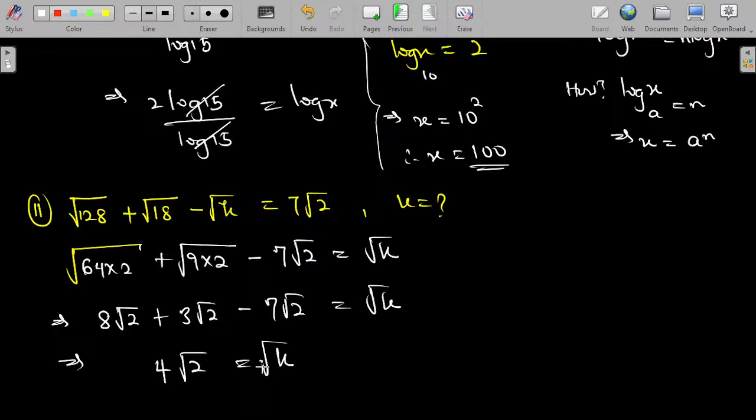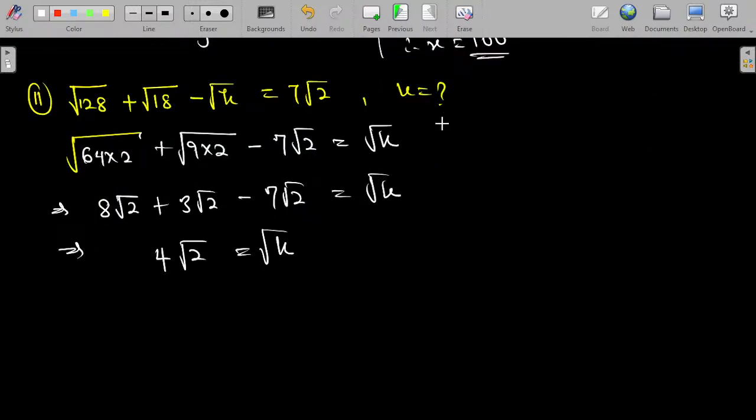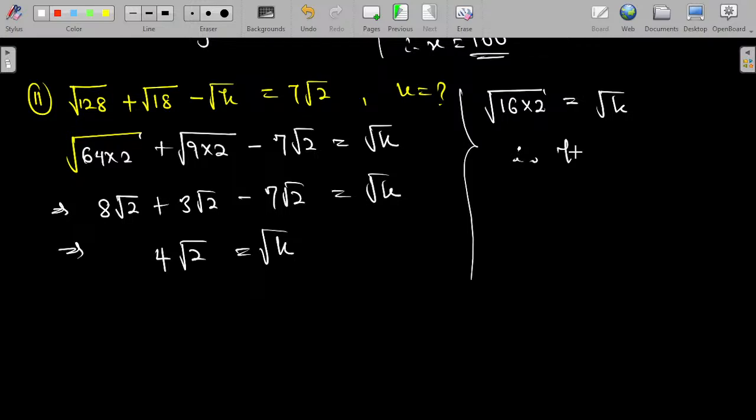To now get our k, all we need to do is make this become a single root by bringing the 4 into the square root. When 4 comes into the square root, it becomes the square of 4, which is 16, and it will multiply the already existing number there, and that will be equal to root k. Therefore, our k alone is the value of what is under the square root, which is 32.